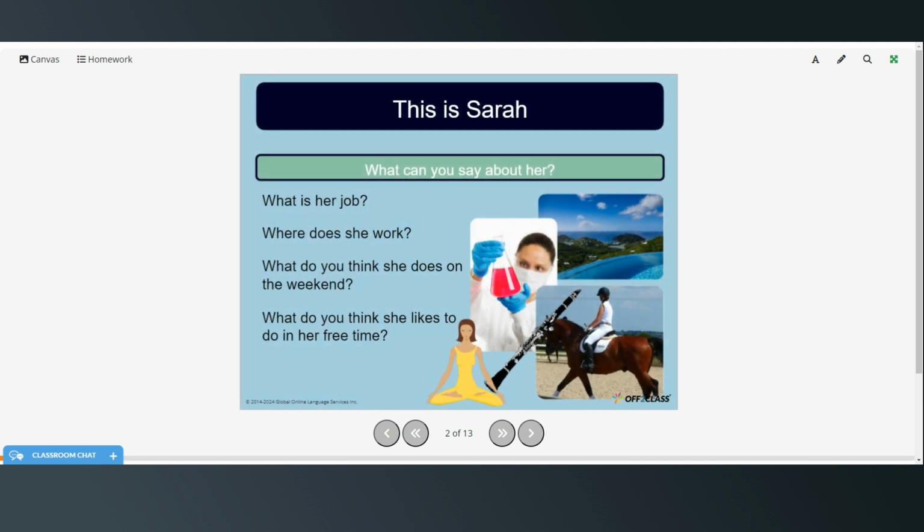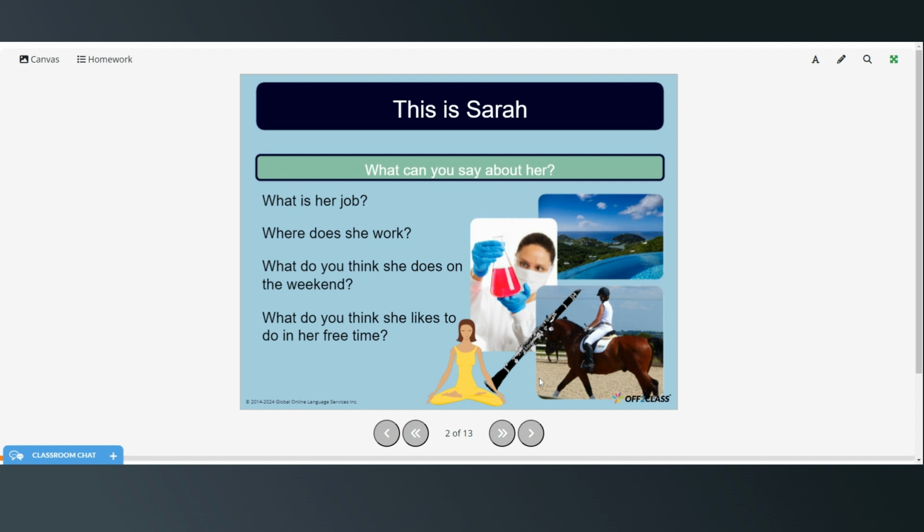Alright, this is Sarah. So what can we say about Sarah based on these pictures? What do you think her job is and where does she work? Well, it looks like she might be some sort of scientist, maybe working in a laboratory, a chemist, a scientist, something like that. What do you think she likes to do on the weekend?